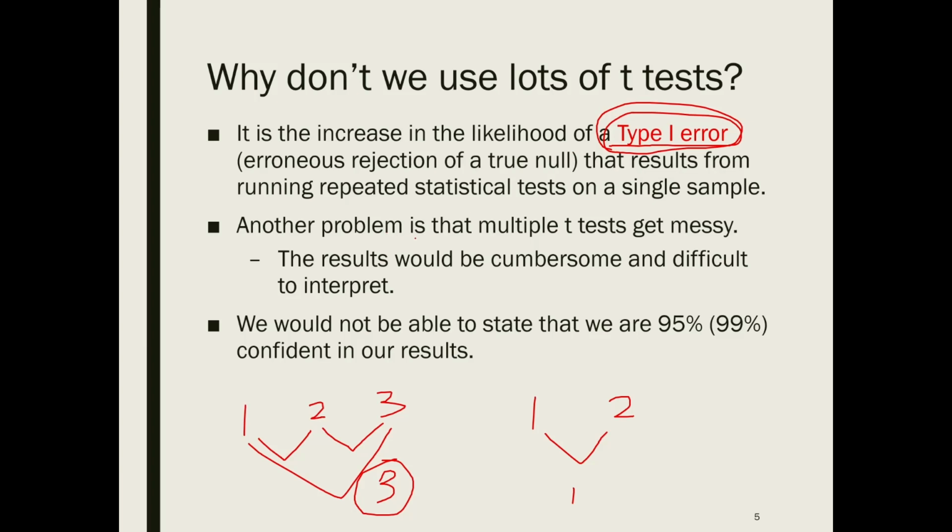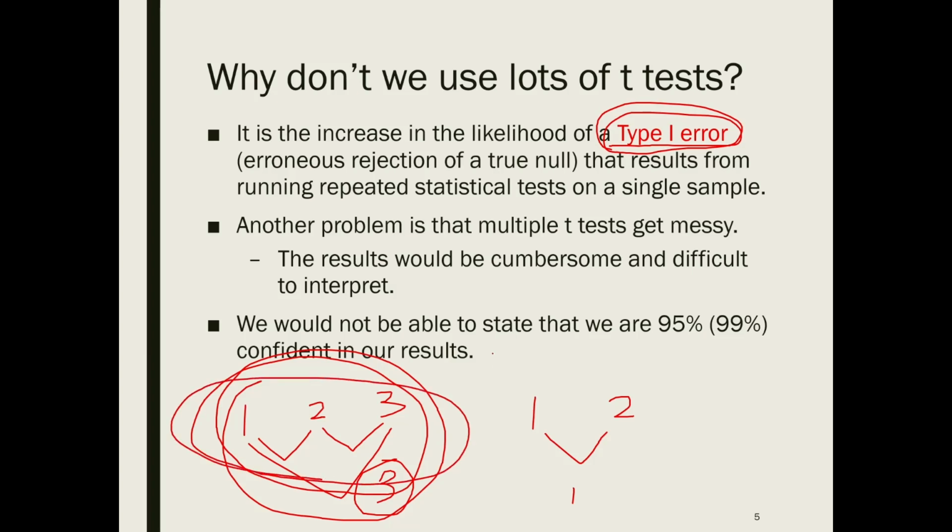Another issue with using multiple t-tests is that the results get messy. You can't really see the difference clearly, and the results are hard to interpret. Here, you have 3 t-test results, each of which may or may not be significant, so it's really messy to interpret. Another big reason is that we would not be able to say we are 95% or 99% confident in our analysis, because we're running a bunch of analyses and can't combine them together. That's why we choose ANOVA in this situation instead of a bunch of t-tests.